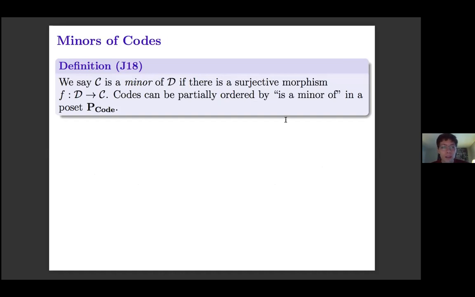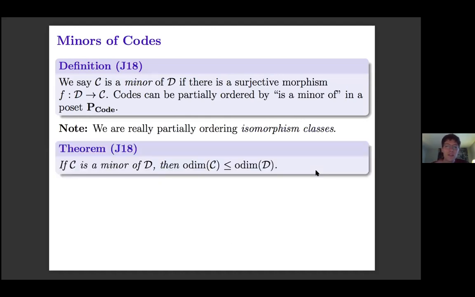Before I state that, I'm going to put a partial order on all of my codes. How do I do this? Well, I'm going to call a code C a minor of a code D if I can find a surjective morphism from D to C. And so I can partially order all of my codes by saying, when can I find a surjective map between them? Codes higher up in my partial order are ones that have surjective maps to stuff lower in my partial order. And really, we're partially ordering isomorphism classes, but for the purpose of this talk, we don't need to worry about that too much.